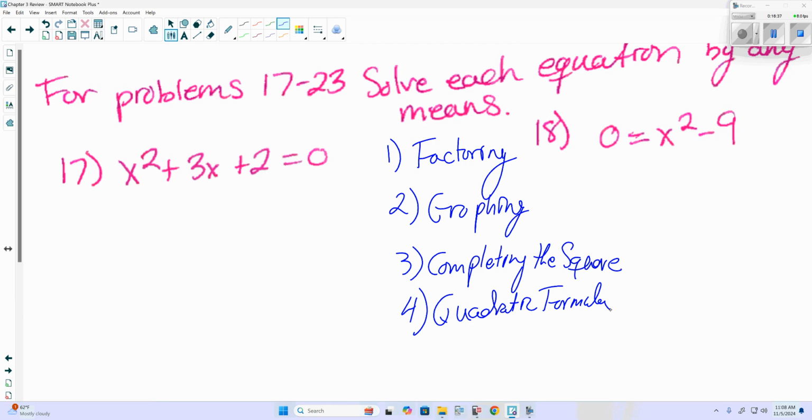But you will have to do it by the specified method. If you don't and still get the correct answer, you will get the points for getting it right. You'll just lose the point or two assigned for doing the correct method. Completing the square.